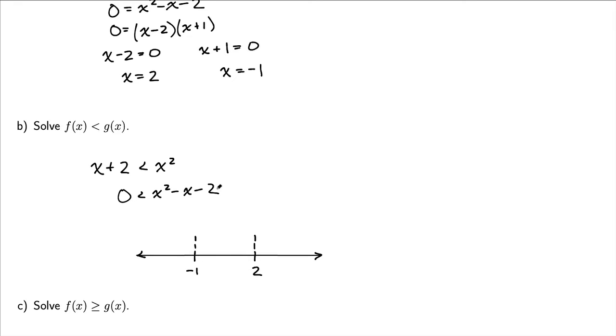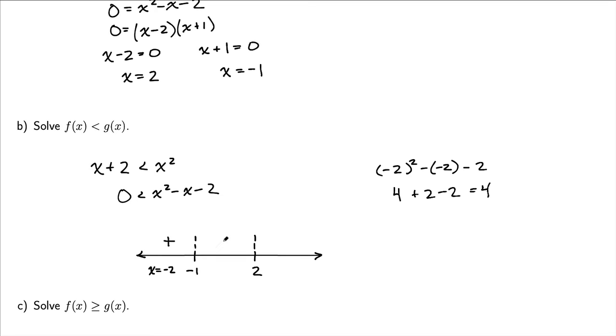Negative 1 and 2 are the places where this equals 0, which means those are the only places that this could possibly change between positive and negative values. So what we'll do is choose some test points on each of these intervals and check to see if this thing is positive or negative. So for example, if I plug a number to the left of negative 1, say negative 2, into this function, I get negative 2 squared minus negative 2, and then minus 2. Simplifying, I get 4 plus 2 minus 2, which equals 4. That's a positive number. So I'm going to put a little positive here.